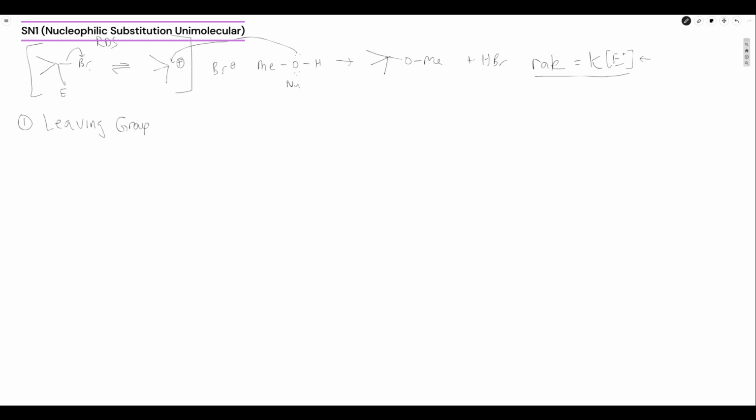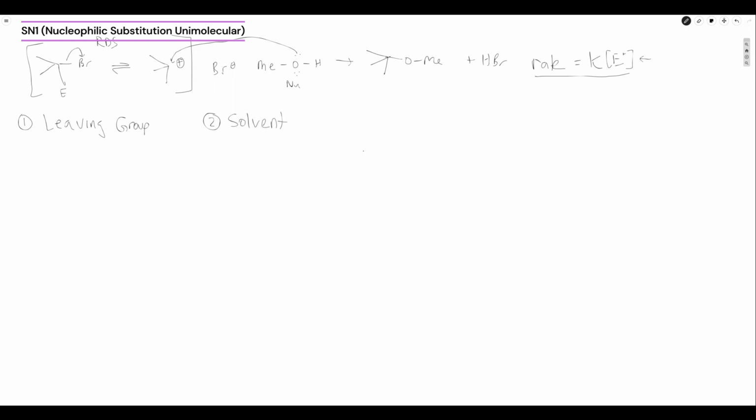And I'll make another video on the subject of what makes a leaving group a good leaving group. We'll do that in a separate video. I think that merits its own video. But just in this video right here, I just want to highlight the fact that the leaving group quality is very much what facilitates a speedy SN1 reaction. So this is a very important consideration. Another one is the solvent.